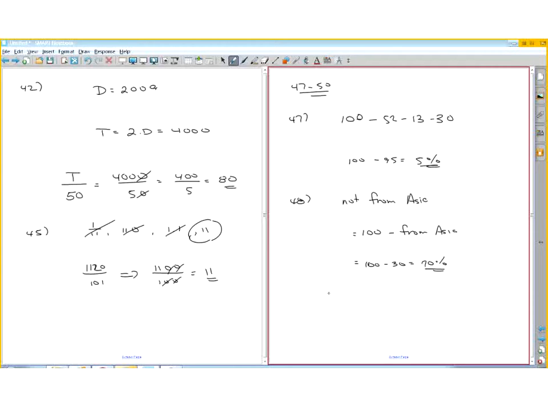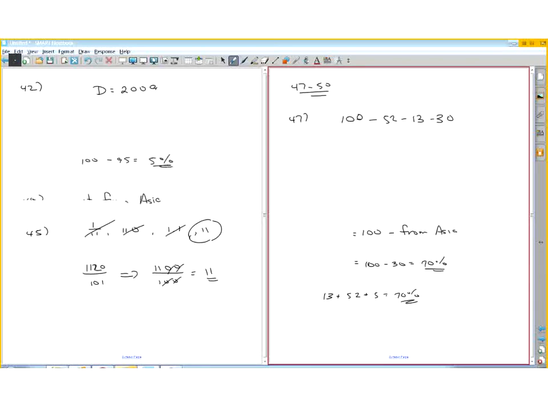Now you could have added the other ones up. The other way to do it would be take 13 plus 52 plus 5, and that ends up to be 70%, so you get the same answer. But this one's a little easier because you only have to take one number, 30, and subtract it from 100, which is pretty easy.